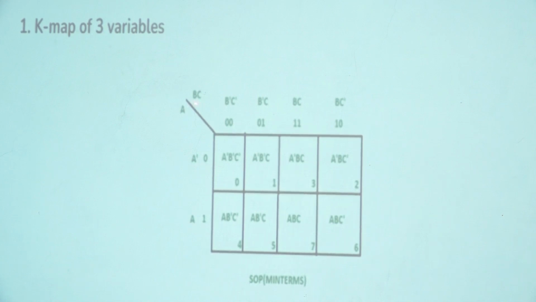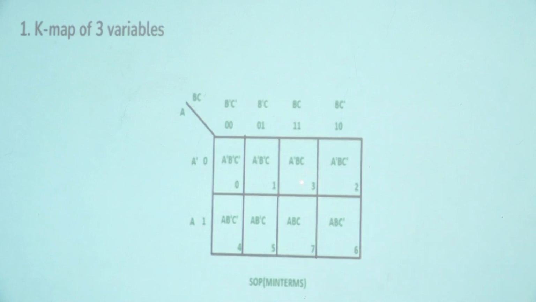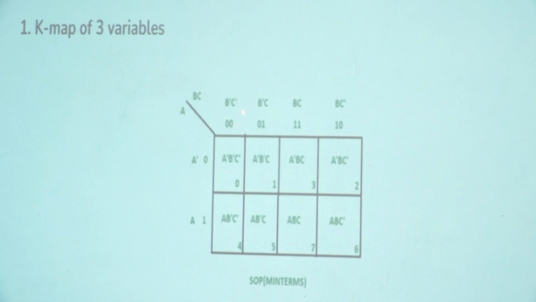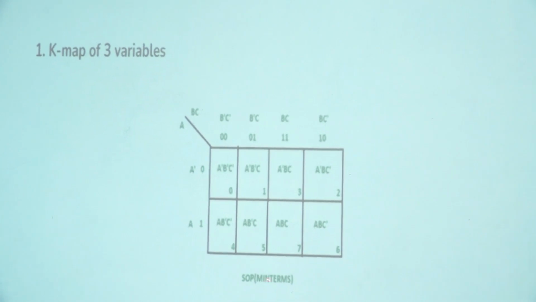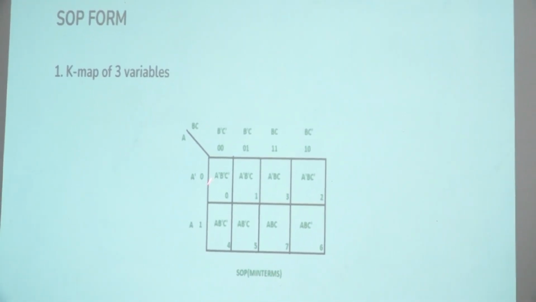As I have 2 inputs B and C here, I have 4 combinations: 0 0, 0 1, 1 1, 1 0. Look at this, I am taking it in gray code order. So 0 0 is termed as B bar C bar, 0 1 as B bar C, 1 1 as B C and 1 0 as B C bar. Okay. So this is how I represent my boolean function.